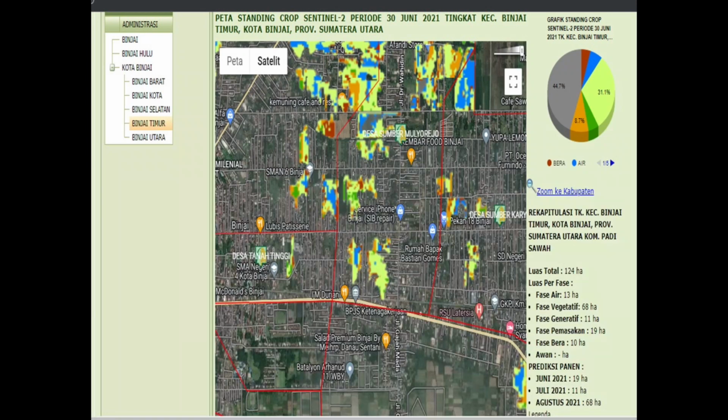This is an example of a standing crop map on June 30, 2021 in East Binjai. These are some plant growth phase distribution maps. The prediction of the harvest had been estimated in June 2021. We had 19 hectares. In July 2021, we had 11 hectares. And in August 2021, we had about 68 hectares. By the information of the standing crop, agribusiness players can predict the price range related to crop yields per period per regional unit.